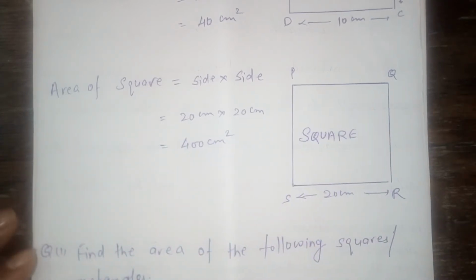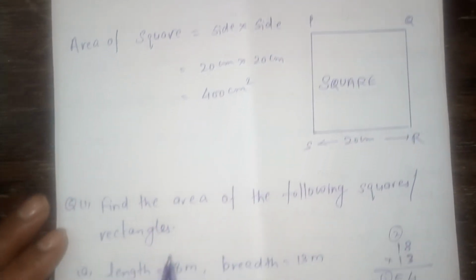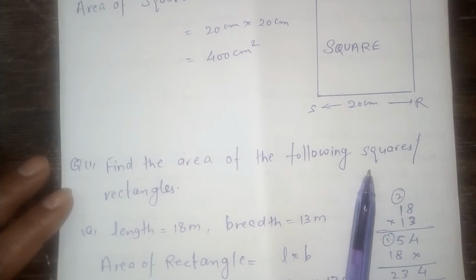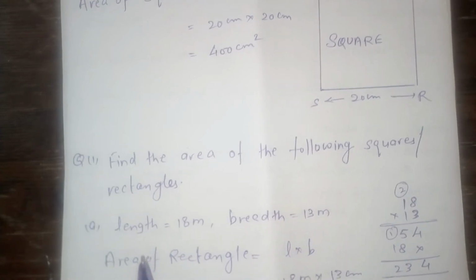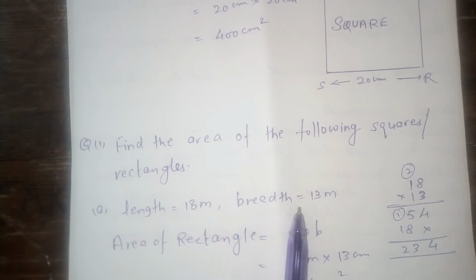Okay. So my dear students, please keep in mind, the area of a rectangle is equal to length into breadth and the area of a square is equal to side into side. Now we will discuss some problems from the exercise. Your first question is to find the area of the following square or rectangle. Some questions depend on the rectangle and some on the square. In this question the length is 18 meter and the breadth is 13 meter.